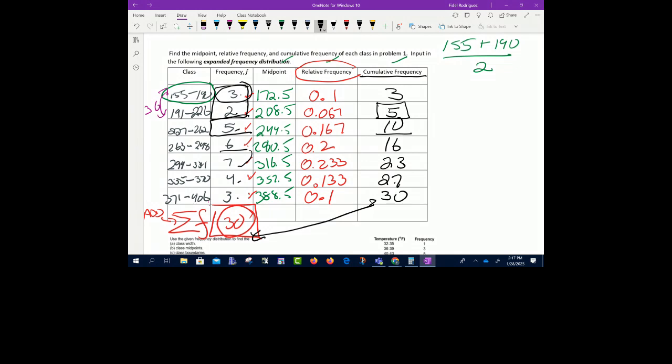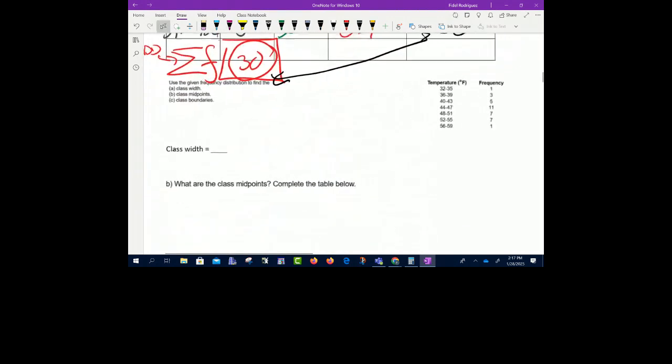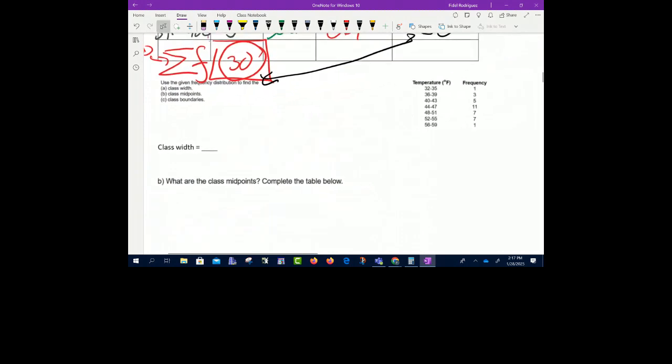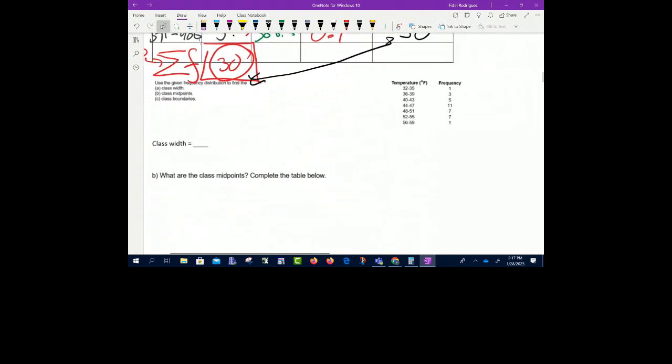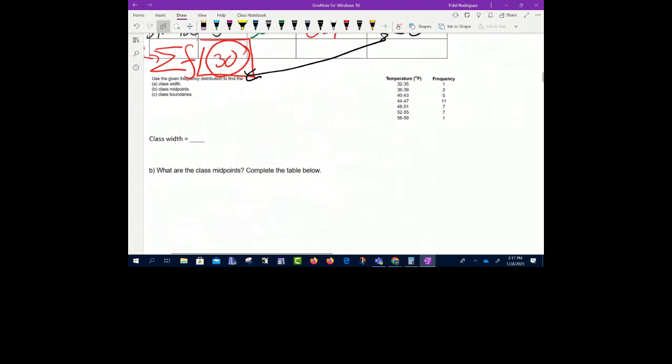Okay, y'all, when you're doing your homework, you're going to have a problem almost identical to this one here. You're just going to be filling in the charts, okay? So look, let's try another one here. And y'all, again, I took this directly out of the homework. So it says, use the given frequency distribution to find the class width, the class midpoints, and something called the class boundaries.